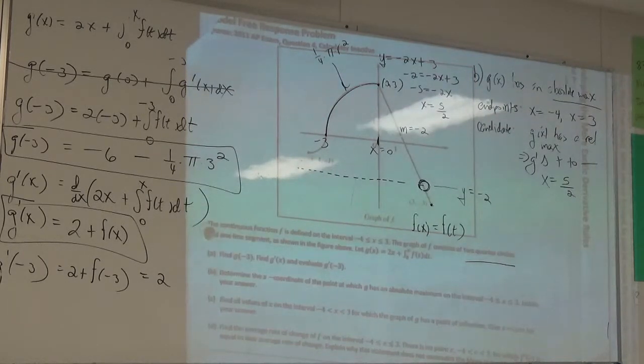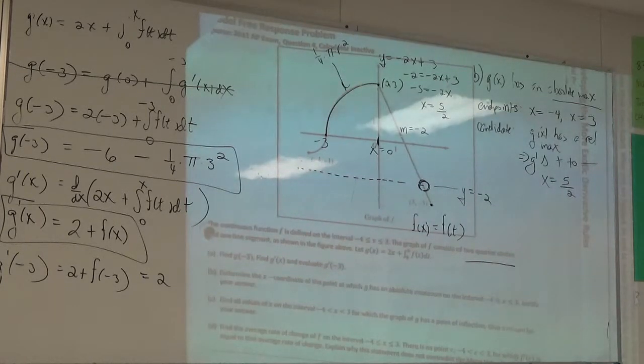G changes from concave up to concave down or concave down to concave up. Another way: g prime changes from increasing to decreasing or decreasing to increasing. Third way: g double prime changes sign. These are your 3 options. Choose the one that makes the most sense here.